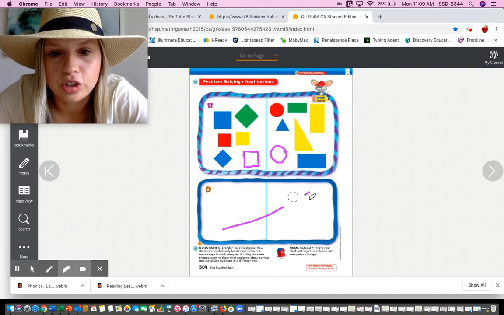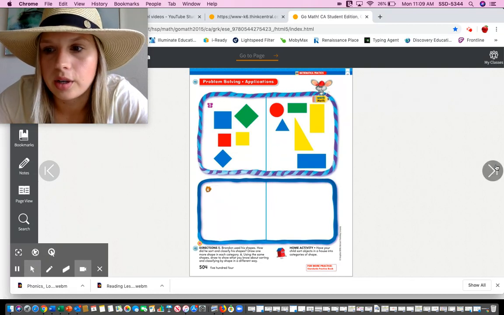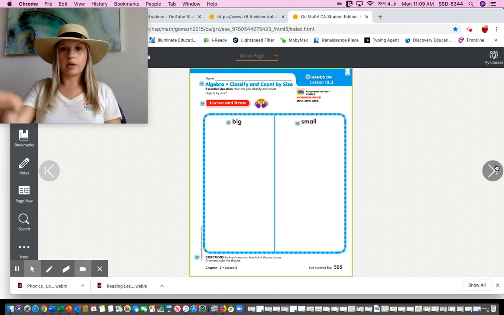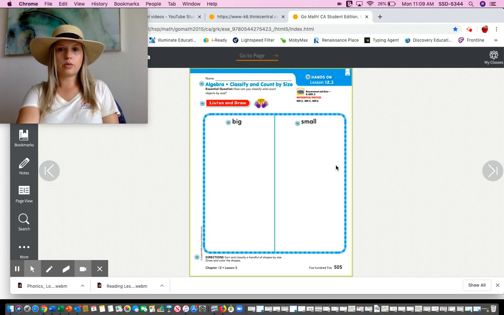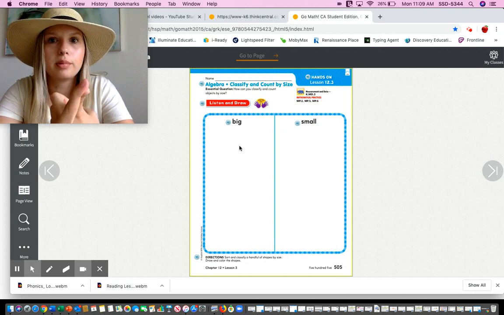You can take a picture of this page if you want, or of a page where you dragged your lines into different groups, and you could put it on Dojo Portfolio. Then take your Post-it or your bookmark and put it on this page here with the big blue square so you're ready for tomorrow's lesson.